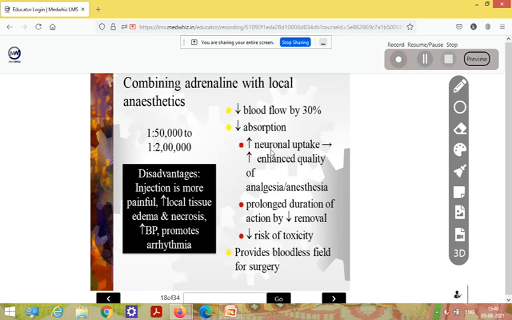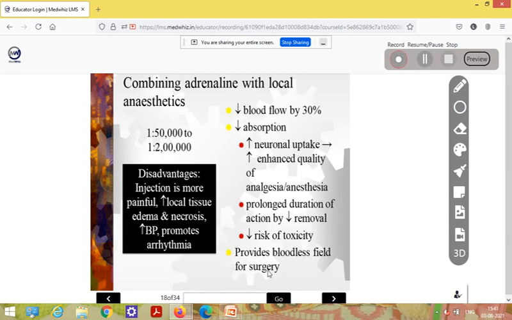And more neuronal uptake is going to happen. The localized nerves are going to take up the drug at a faster rate. So you are going to have a depth of anesthesia, and you are going to reduce the dose of the local anesthetic. And prolonged duration of action occurs. You're not removing the drug; it is going to stay at that place for a longer time. So this is going to improve the duration of action of the drug. And as I mentioned, reduced systemic absorption is going to reduce the toxicity. And the combination is mainly used for providing a bloodless field of surgery.